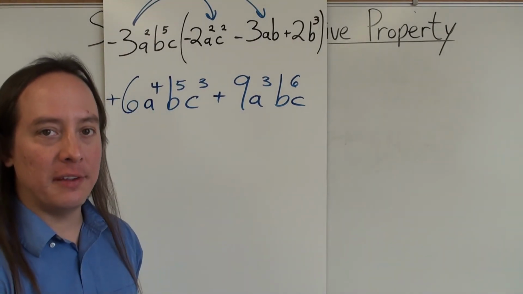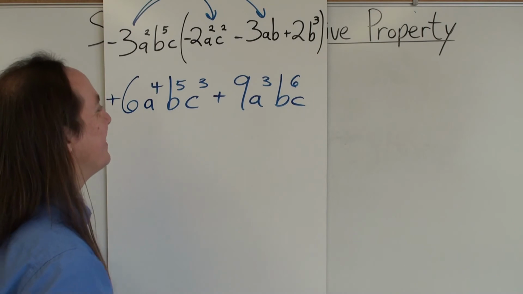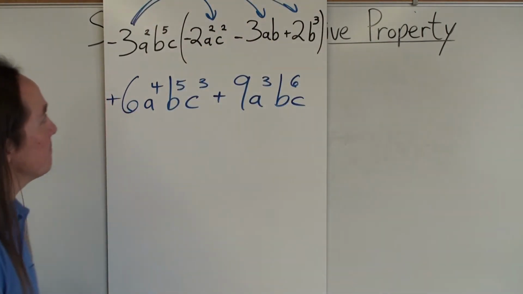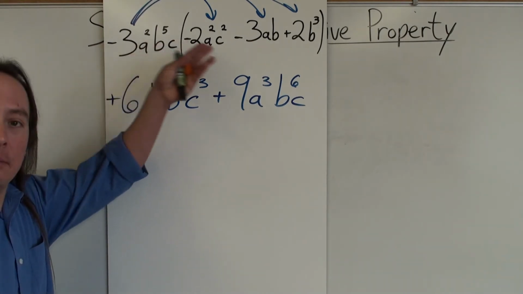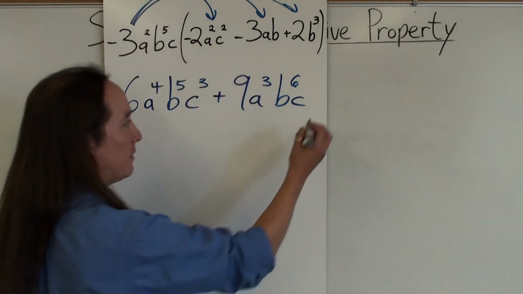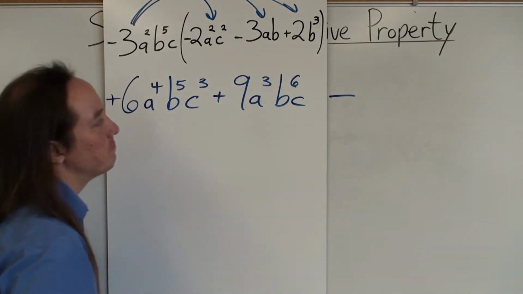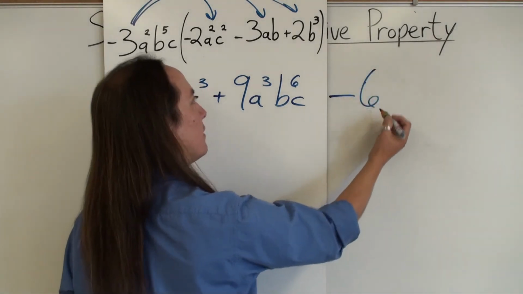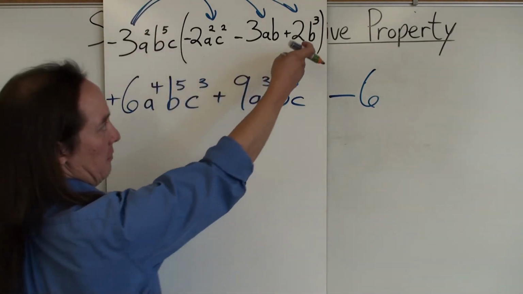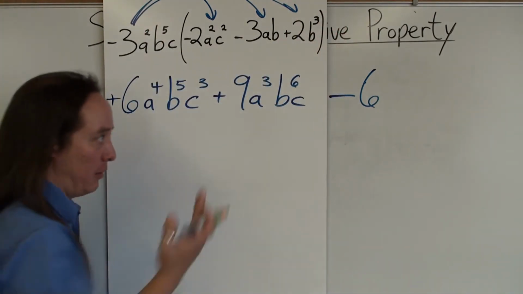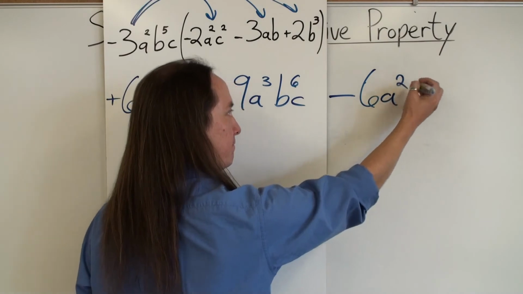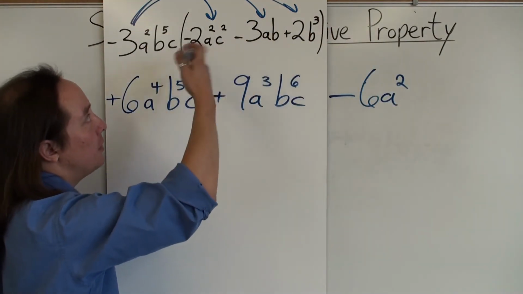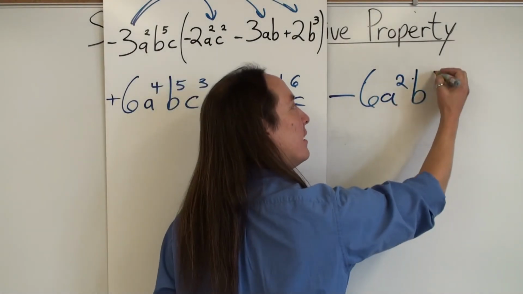Okay, so I'm going to have to use the 2 boards. I didn't anticipate this. But it's okay, we can make it work. And then we'll do the last one here. Negative times a positive is a negative. Okay. 3 times 2 is 6. A squared times, okay, that one doesn't have an a, so I just bring down my a squared. B to the 5th times b to the 3rd, or b cubed, would be b to the 8th.